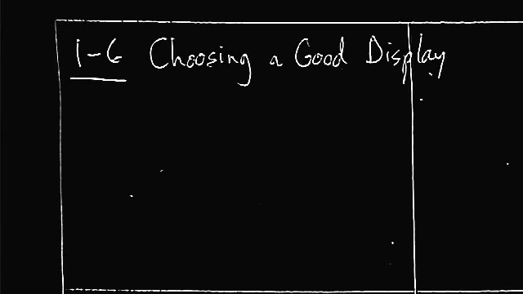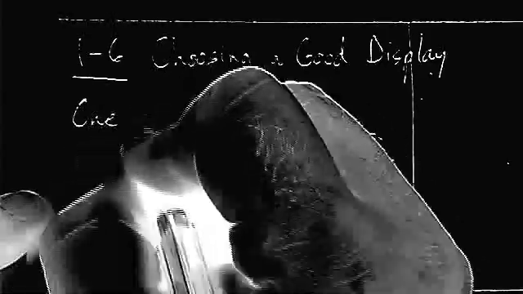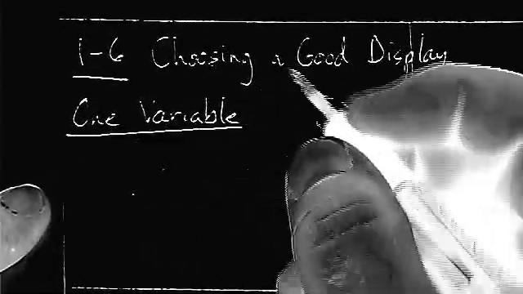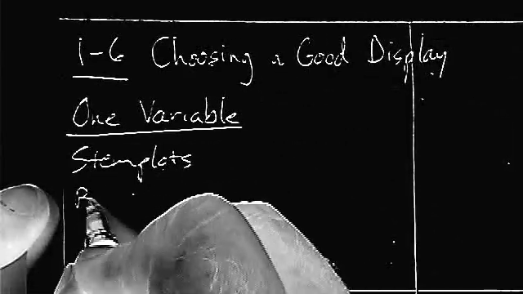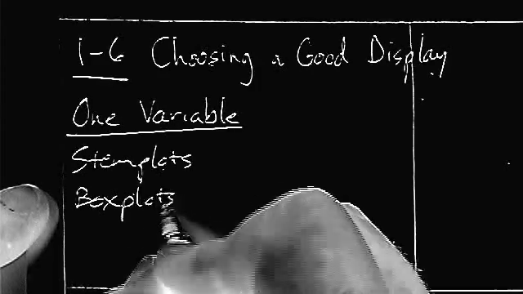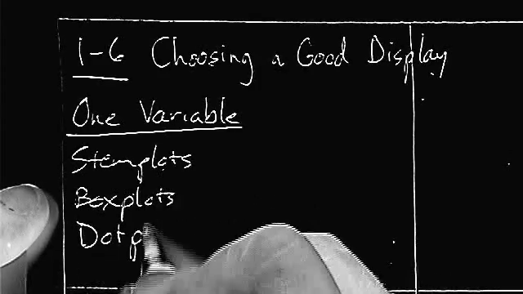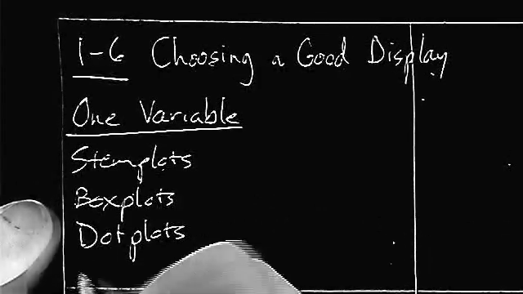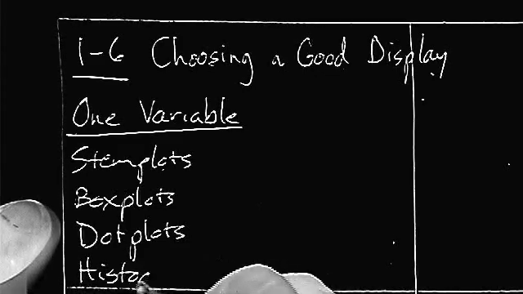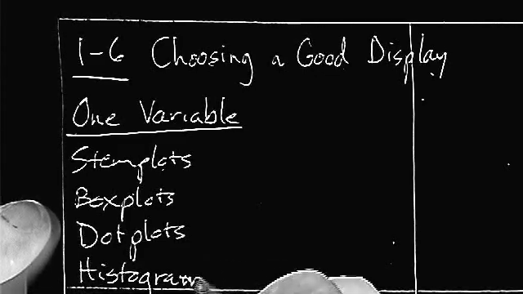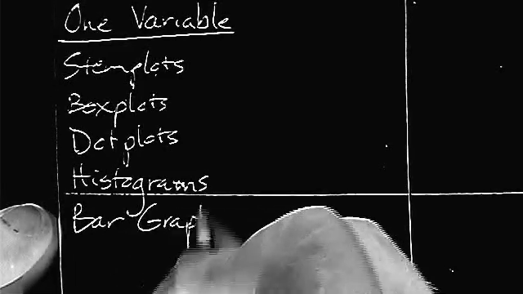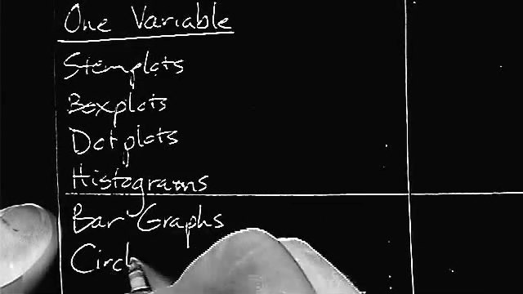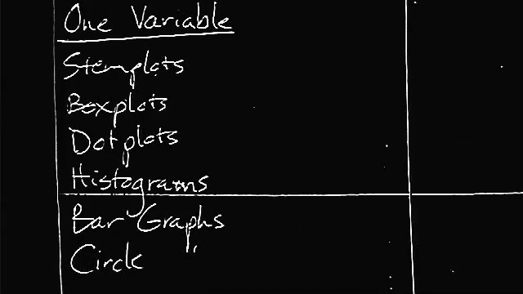We talked about one variable displays. So we already know how to display data in a one variable way, and we have all kinds of things like stem plots and box plots and dot plots and, what else did we have? Histograms and bar graphs and circle graphs. Lots of different types of displays.